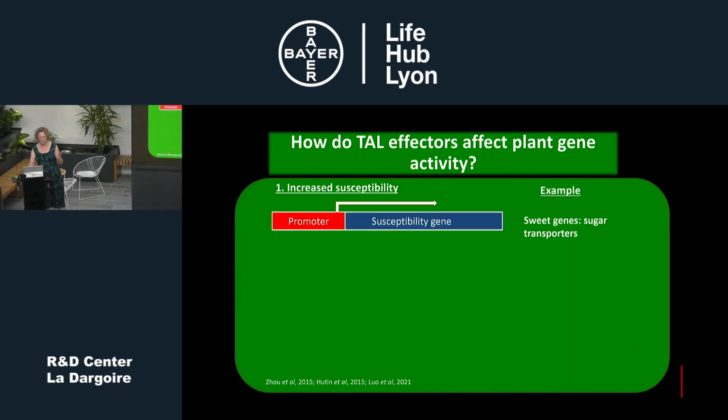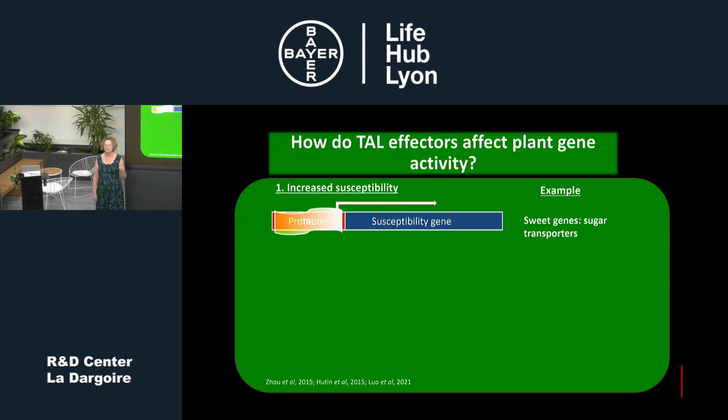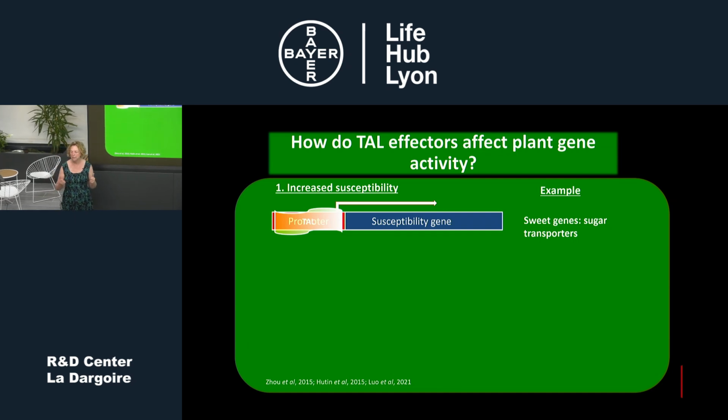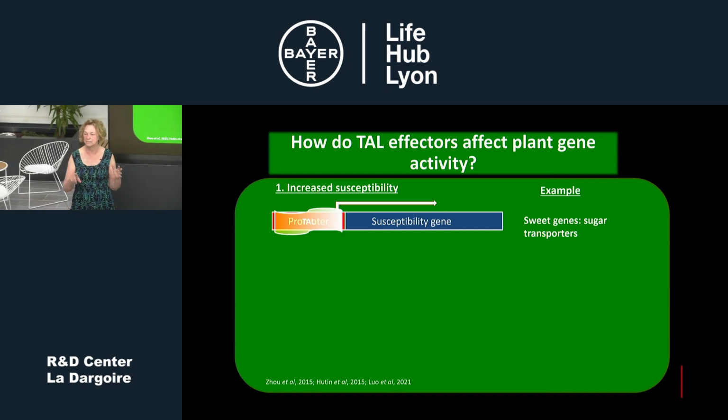So just to give you a little idea of how this works, what happens is the bacterial TAL effector comes in, binds to the promoter, and activates the expression of a gene called a susceptibility gene. Now we know that some of these genes are sweet genes, which are sugar transporters. And the hypothesis is that the plant secretes sugar out of its cell and into the extracellular space where the bacteria can use it to grow. So essentially the bacteria is saying, feed me, feed me, feed me, right? And it's taking over the plant cell in order to do that.